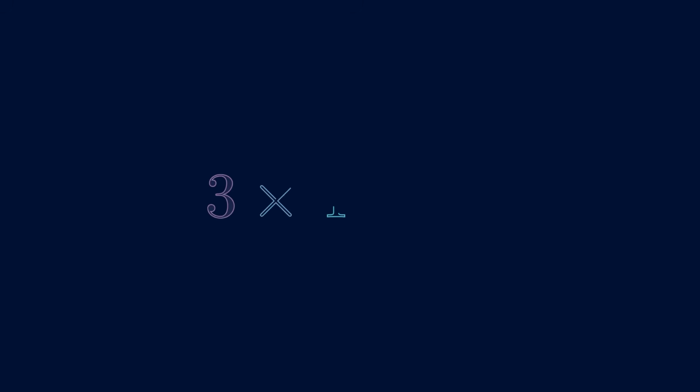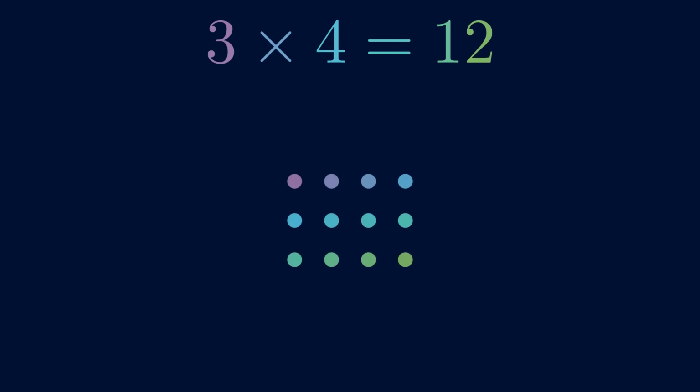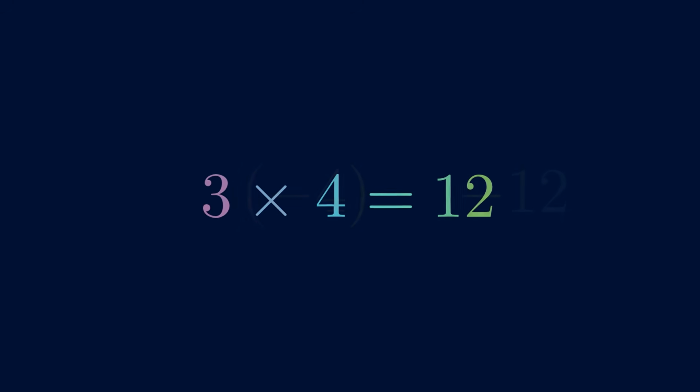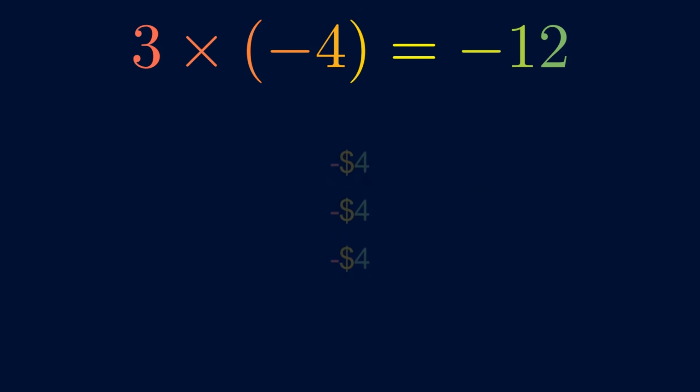At first, multiplication feels obvious. Take this: 3 times 4 equals 12. Easy. We can picture it as 3 groups of 4, or 4 plus 4 plus 4. Nothing mysterious there. Now let's try this: 3 times negative 4 becomes negative 12. That still makes sense. Imagine each negative 4 is a debt of $4. 3 debts of $4 give you negative 12. Still intuitive, still visual, and still logical.